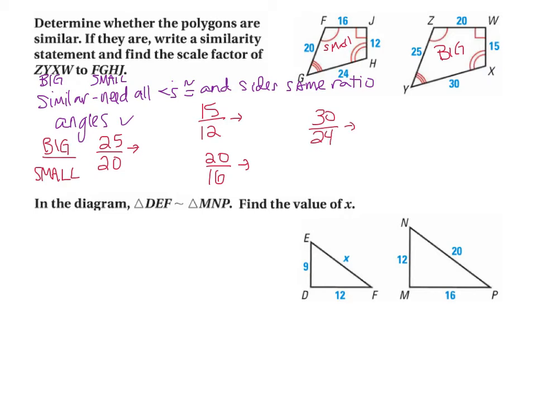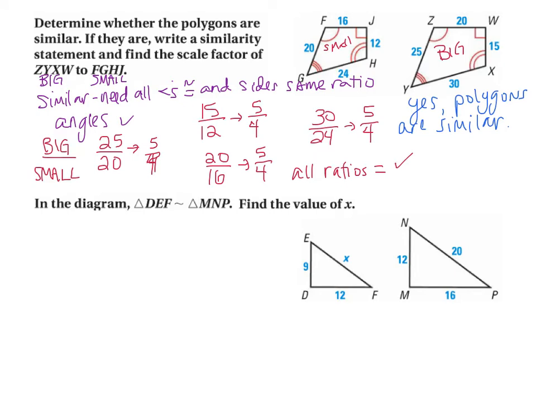And if you reduce all of these, they do come out as the same number. So that would be 5 over 4. So those are all the same. Sorry, some of those are a little sloppier. So yes, we can say that the two polygons are similar, and it said if they are, write a similarity statement and find the scale factor of the two of them.